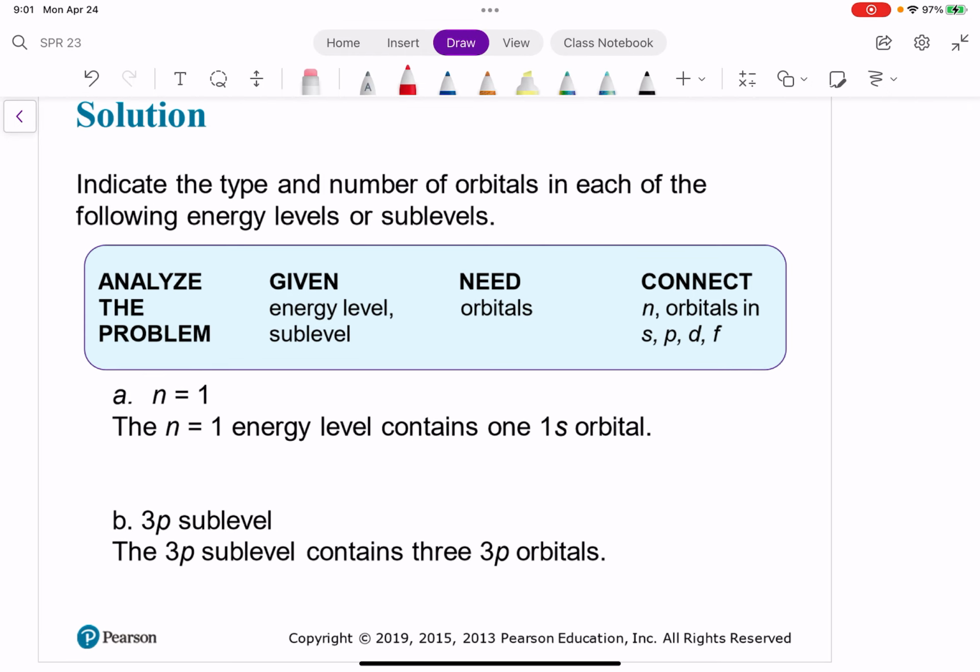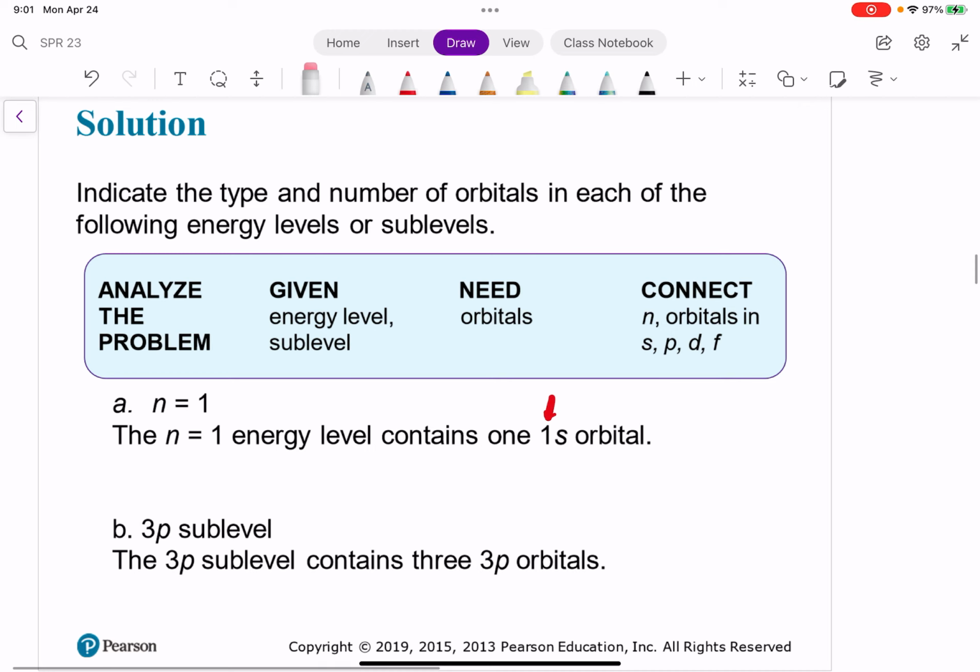So for N equals 1, the N equals 1 energy level contains one 1s orbital. Why do we have a 1 in front there? Yeah, because we're in N equals 1 energy level. So that's what that 1 in front stands for. It's showing me the energy level. So let's write that down. Energy level. And then S is our orbital.